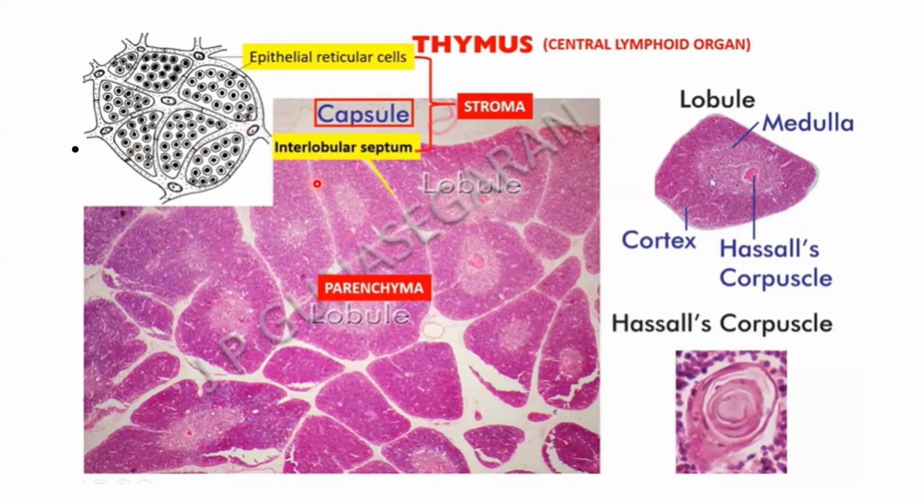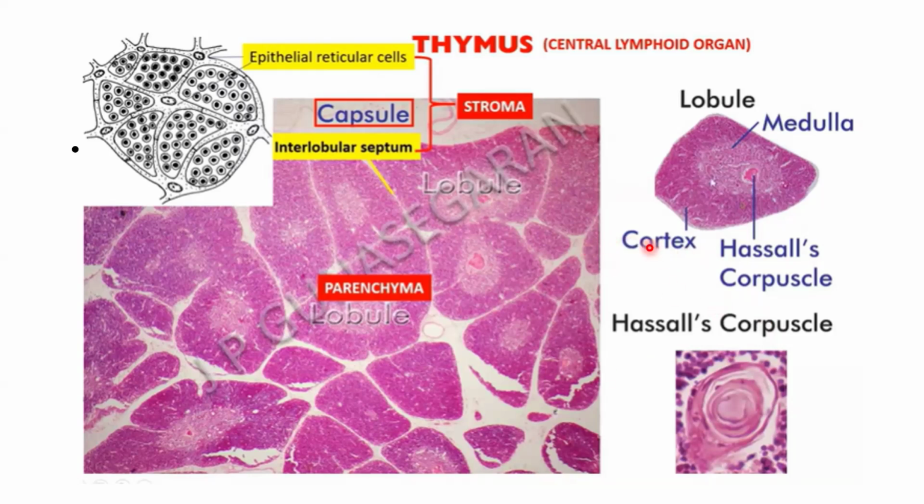We said the blood thymus barrier will be made of the reticular cells, the capillaries to be specific, the sinusoidal capillaries, and the connective tissue surrounding them. These are Hassall's corpuscles made up of lymphocytes and the aggregations of phagocytosed cells. The remains will be found in the Hassall's corpuscles. So that's the histological organization of the thymus.